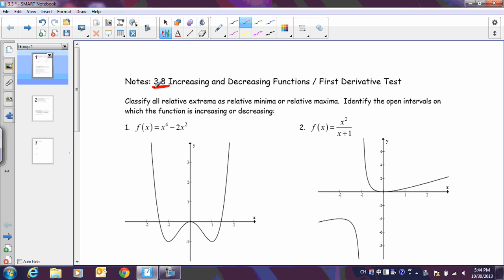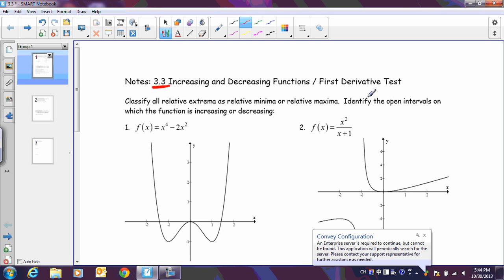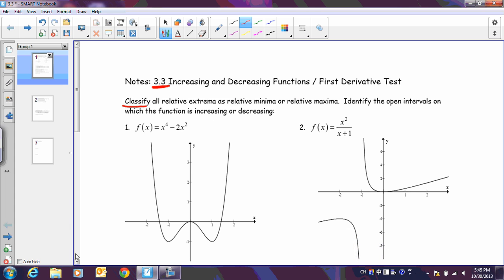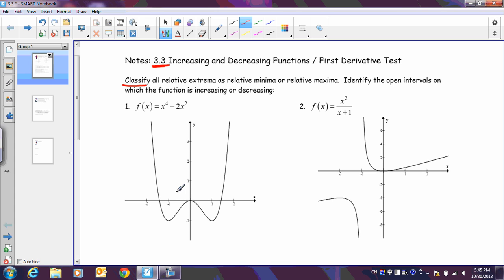So 3.3 is about increasing and decreasing functions in this thing we're going to call the first derivative test. All right, so we're going to see this word classify all relative extrema as a min or a max. Now, if you're lucky enough to be given a graph, this should be pretty easy.